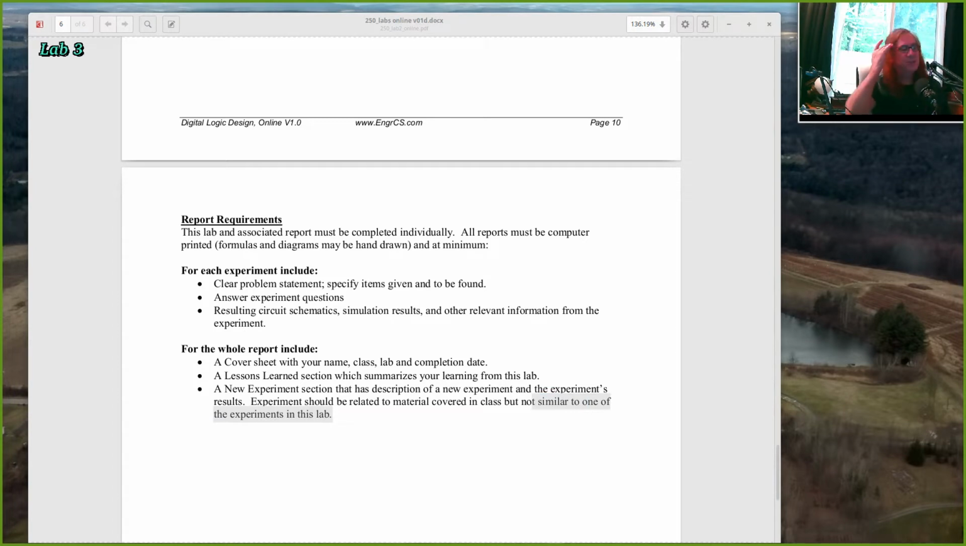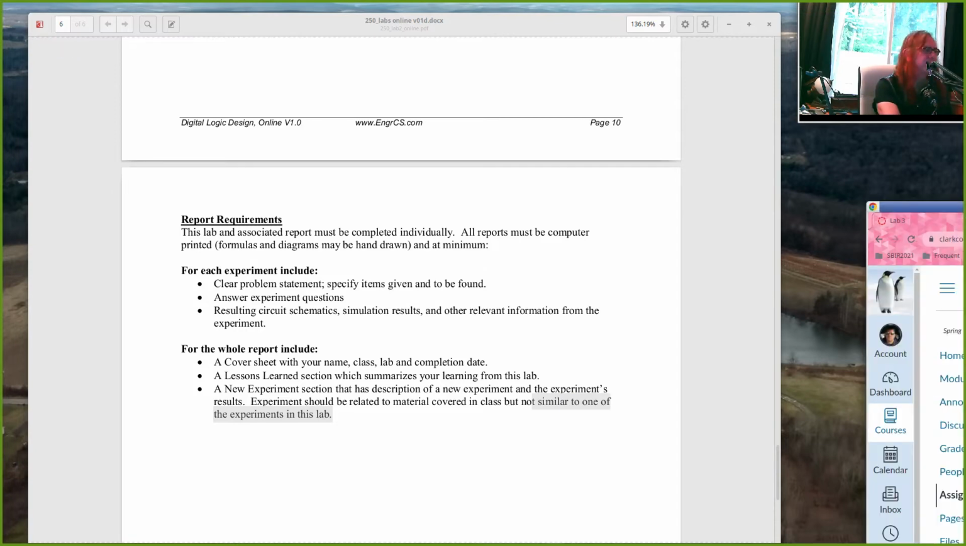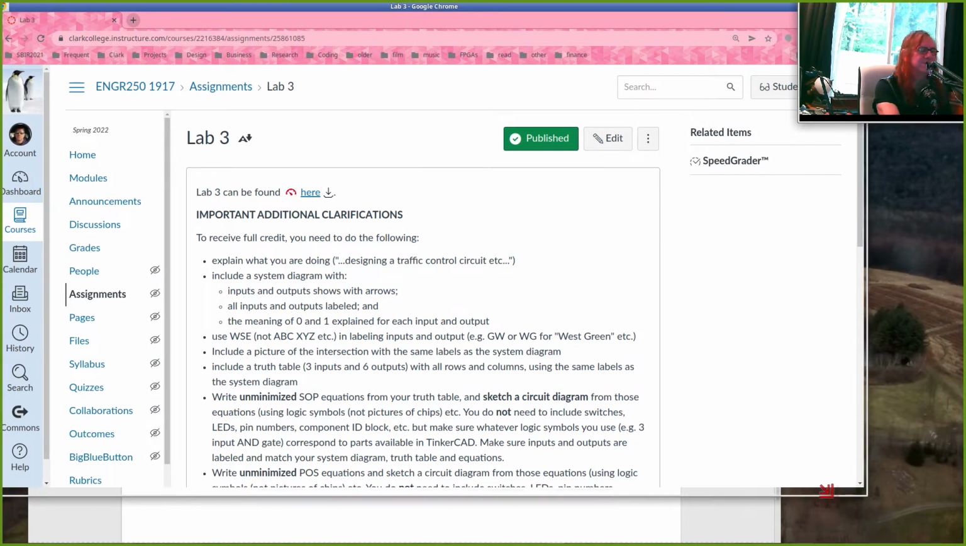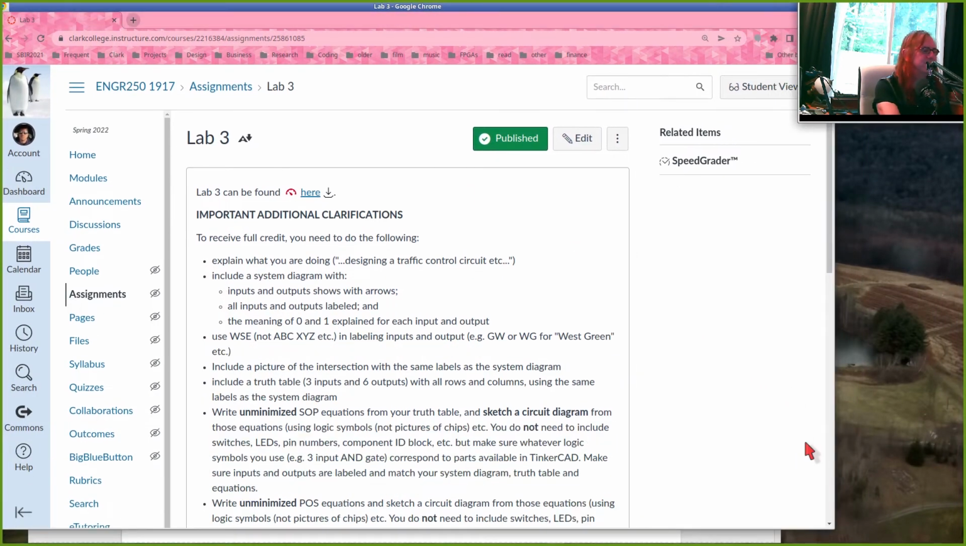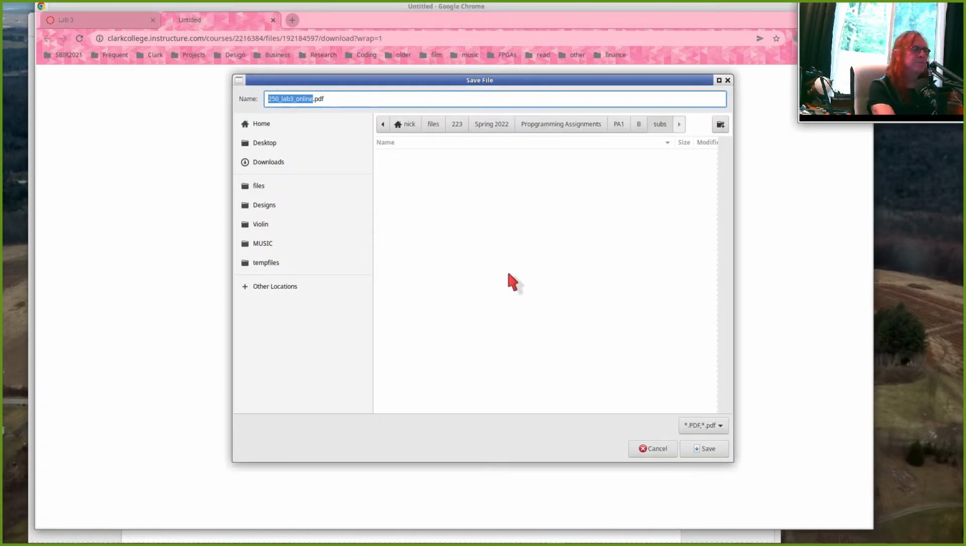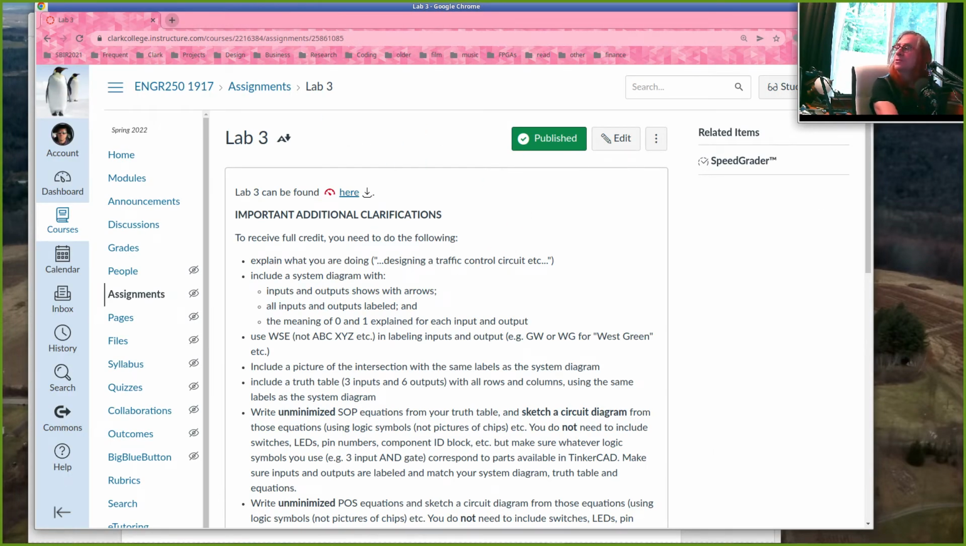All right, let me talk really briefly about lab 3. I don't think we need to dwell on this too much. This is all spelled out here. So lab 3 is the traffic light controller. So let me just pull this up.